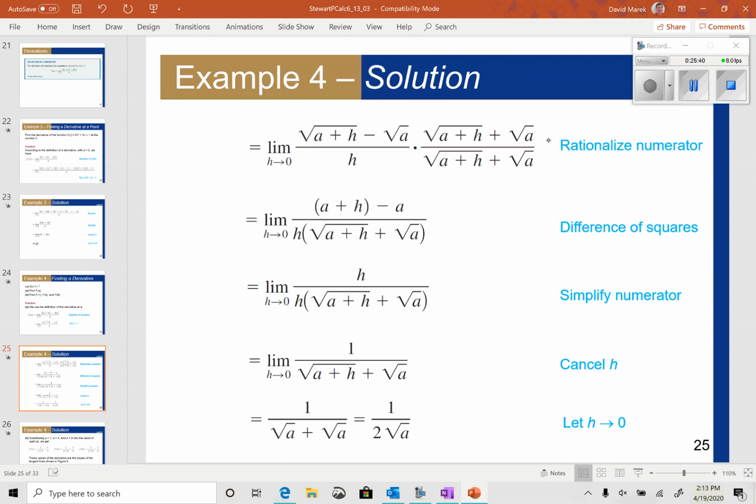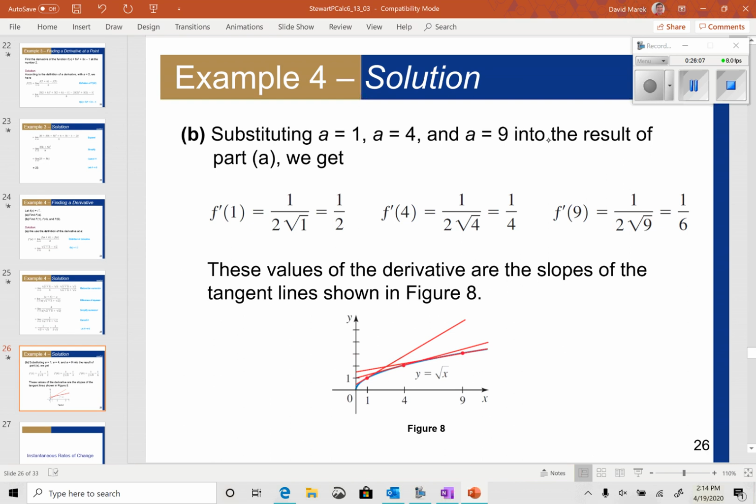Are we going to get 0 in the denominator if we substitute 0 in place of h? No, look at this. Square root of a plus 0 is simply square root of a, plus square root of a. So there's 2 of those square roots of a. So this then becomes our formula for the derivative f prime of a. Well, once we've got that, then we can move on to part B and simply substitute into our newly found formula.